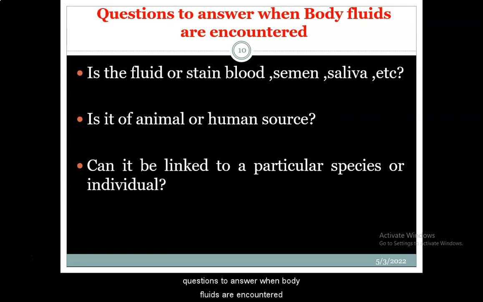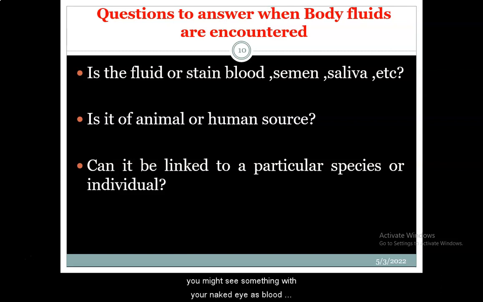So, questions to answer when body fluids are encountered. When we pick up or collect body fluids, we ask ourselves 3 questions. Either you, the crime scene investigator, or the laboratory analyst, there are 3 questions that you have to answer. 1. The fluid that you've come across, is the fluid or stain blood, semen, saliva, urine, etc.?